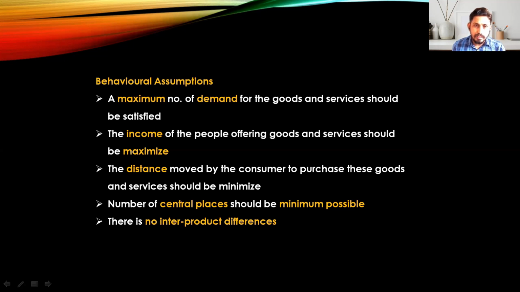The number of central places should be the minimum possible. According to Walter Christaller, if the number of central places is minimum possible, then the consumer has a very limited choice, and from that he chooses rationally. There are no interproduct differences. If in all the centers we have similar kinds of products, then the consumer prefers the closest central place to purchase that particular good. That's why he also assumed that there are no interproduct differences.